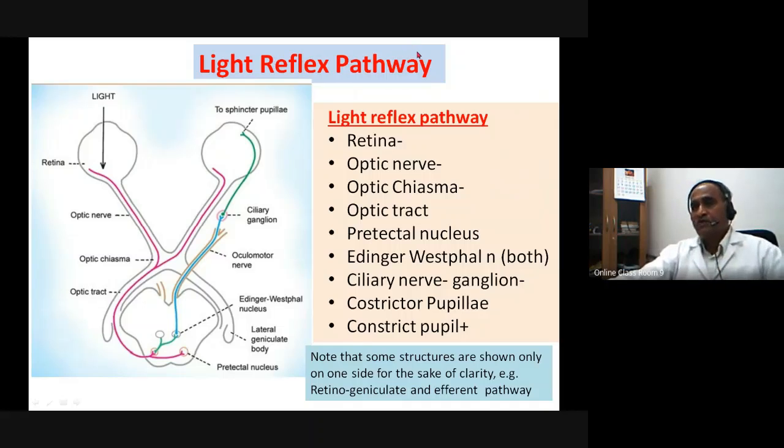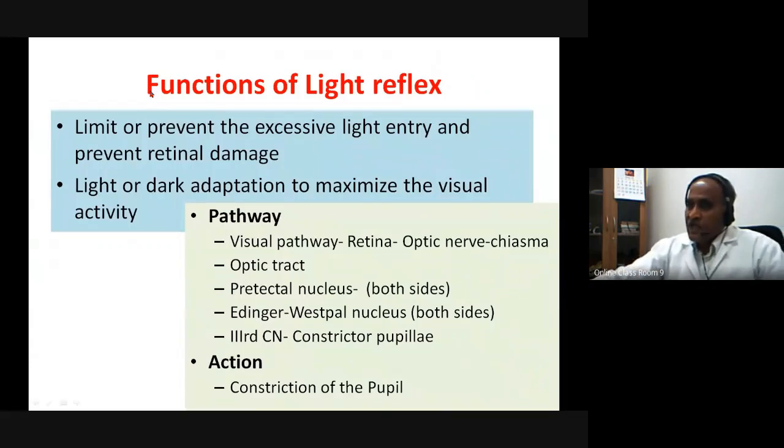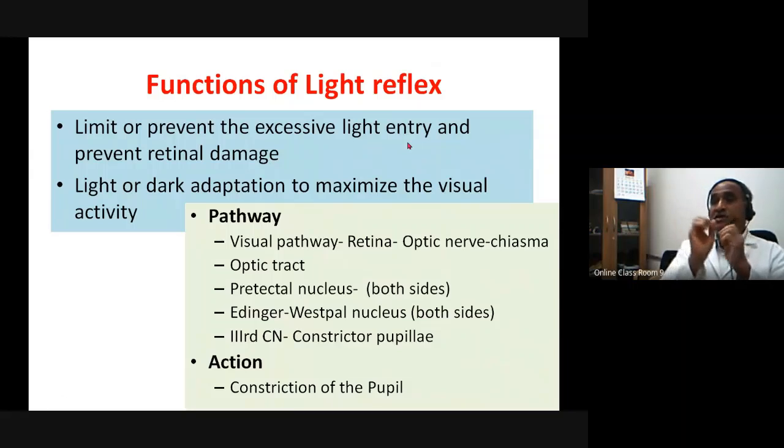You should be able to answer this clearly. The next question: what are the functions of the light reflex? The light reflex protects the retina by limiting the entry of light. If a sudden bright light comes, the pupil constricts so that the light does not damage the retina, a very sensitive part. For that reason, it protects. That means it limits the entry of light into the retina.